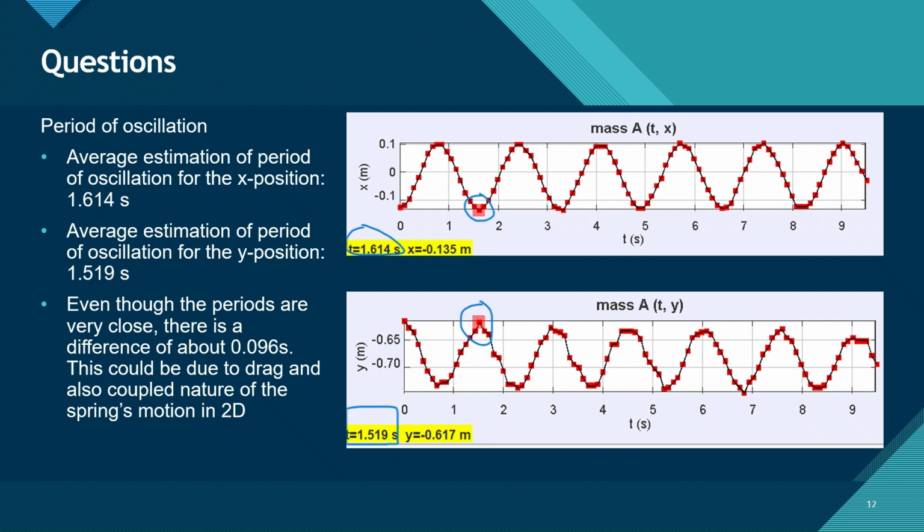We also found the period of oscillations. The average estimation of the period of oscillation in the X position is 1.614 seconds. The average estimation of the period of oscillation for the Y position is 1.519 seconds. Even though these are very close, there is a slight difference of 0.096 seconds. This could be due to drag and also the coupled nature of the spring's motion.